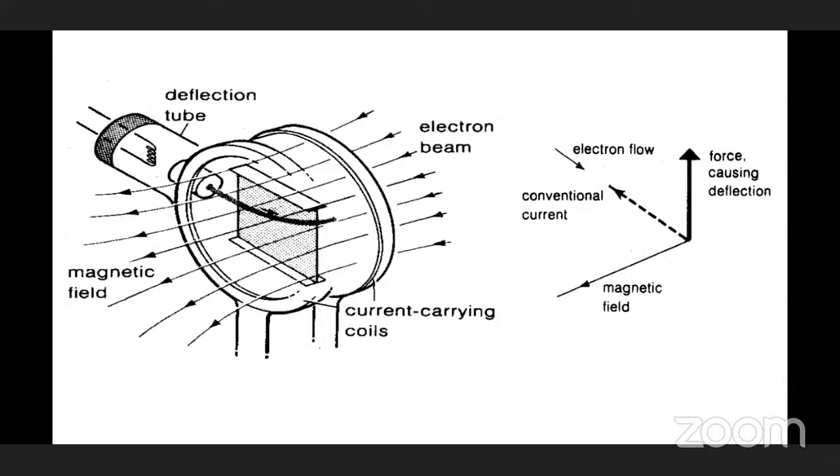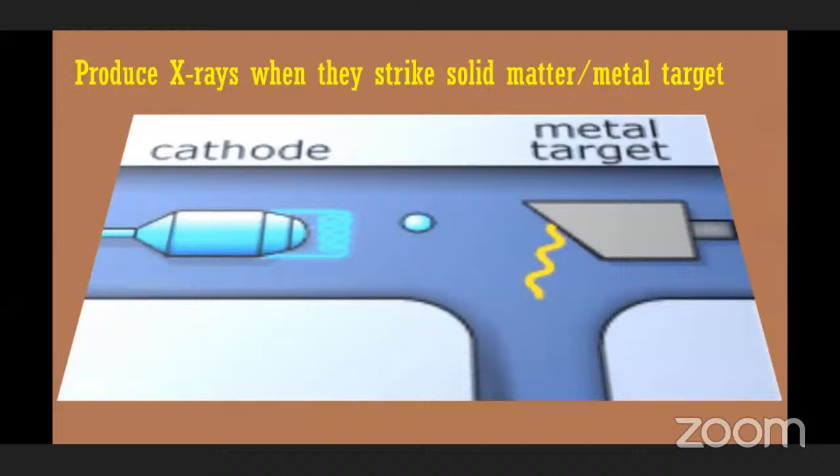Then we have that they produce X-rays when they strike a solid metal target. And you can see that normally X-rays are electromagnetic radiation that is produced by fast moving electrons on impact with a metal target. And at this point, we have the cathode. The electrons hitting the metal target at this point simply produce an X-ray, and so on.